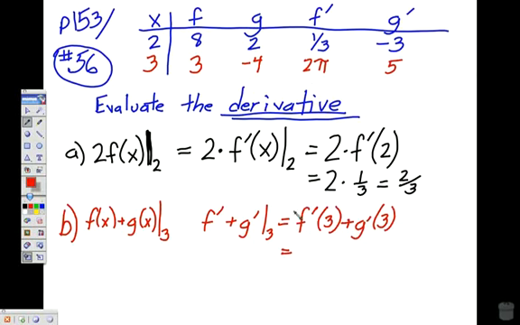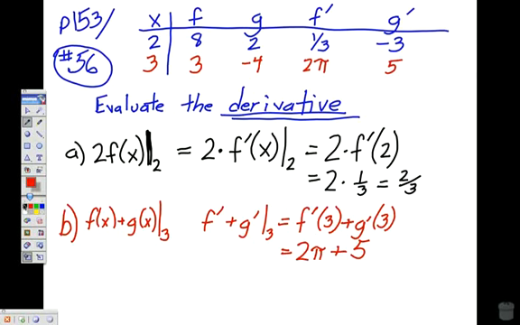Which is 2 pi plus 5, and there you go, we're done. If we needed a decimal equivalent of that, we would type it into our calculator. This would be 6.28-ish plus 5, so 11.28. But 2 pi plus 5, done. Good enough.